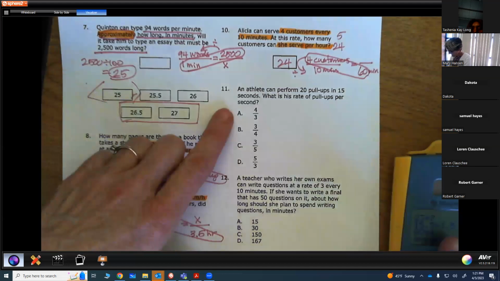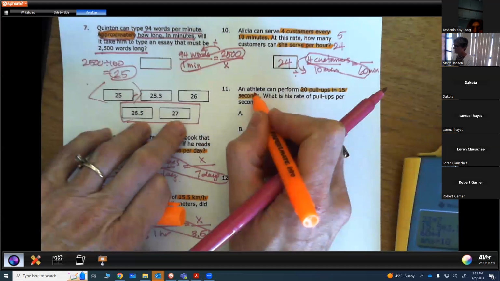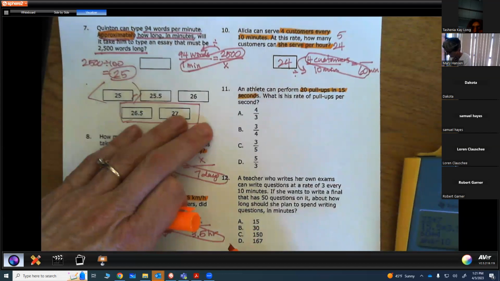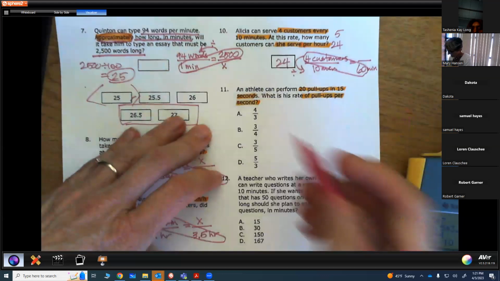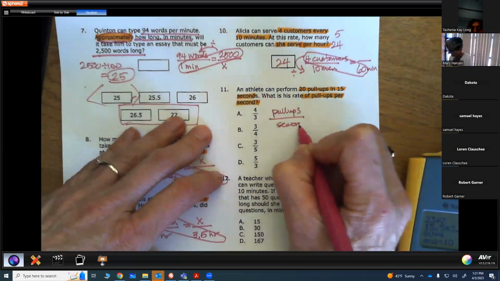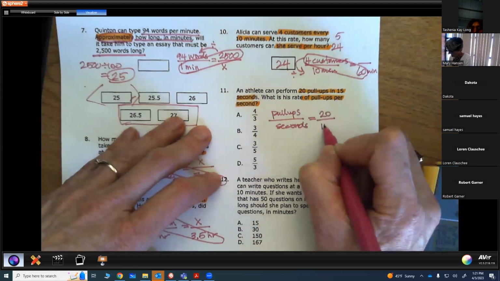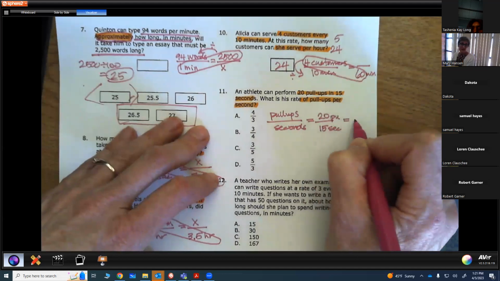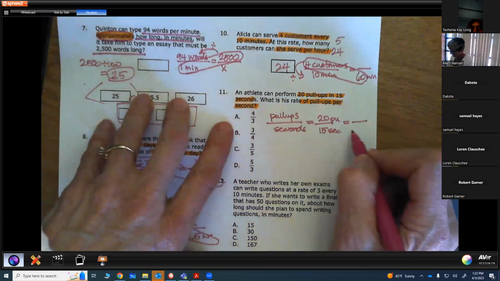All right. Number 11, an athlete can perform 20 pull-ups in 15 seconds. I think that's pretty impressive. 20 pull-ups in 15 seconds. I know I couldn't do that. So we're looking for his rate of pull-ups per second. And so we want pull-ups over seconds. And he can do 20 pull-ups in 15 seconds. And if we want to know his rate, that means we want to know the number of pull-ups per 1 second.